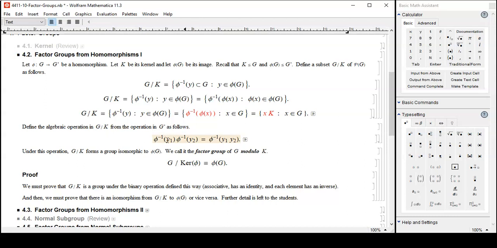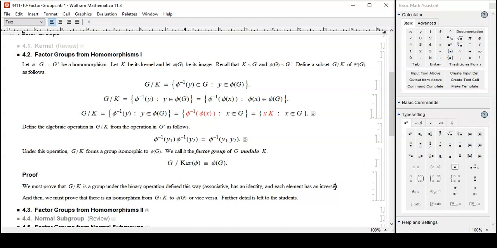Associativity, well, we have to consider y1, y2, and y3 inside appropriate parentheses. And then you'll have to use the associativity in G prime because the operation was induced from that of G prime. Same for the identity. Identity must be induced from that of G prime, so e prime must be involved somewhere, and same goes for inverse. Good luck with that.